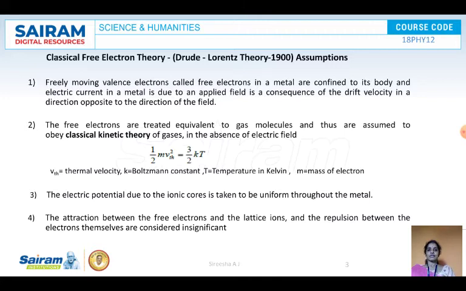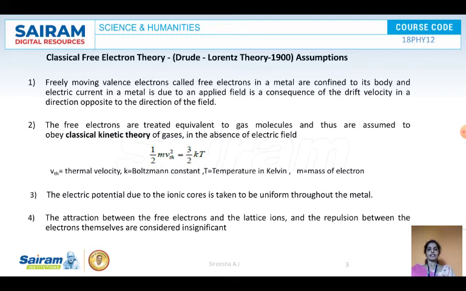Next we see the assumptions given by Drude and Lorentz in 1900 for the classical free electron theory. He says that the free electrons in the metal, which are confined to its body, constitute an electric current. In the presence of an electric field, these electrons acquire a drift velocity in a direction opposite to that of the electric field. So this is the first assumption. That means the electrical conductivity is happening because of the valence electrons and the drift velocity acquired by an electron due to the presence of the electric field.